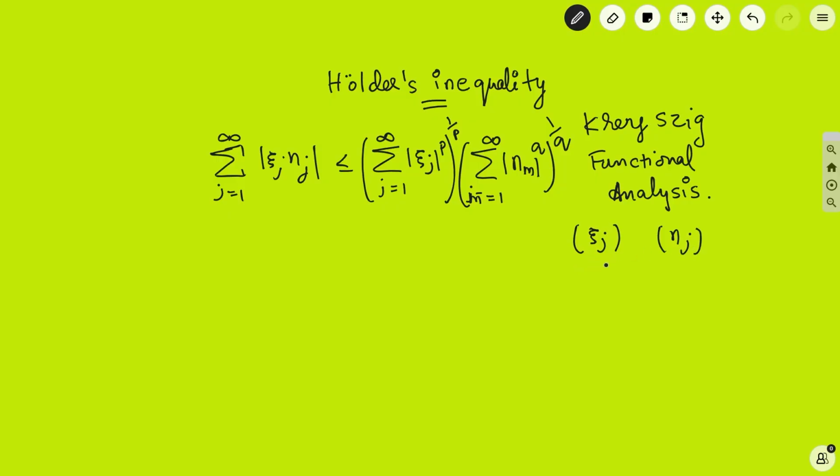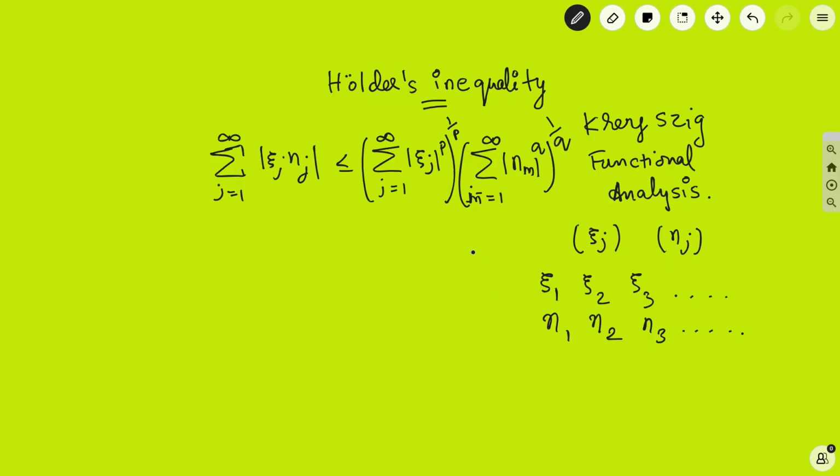So you have basically two sequences. Sequences means you have the first term, the second term, the third term, and so on, going to infinity. You have the other sequence too. When you do the left-hand side, the summation of the product of these two corresponding terms, and take the absolute magnitude, it is bounded by this quantity. An interesting inequality, it has a lot of applications. You use this in measure theory and various other places. So let's see how to prove this.